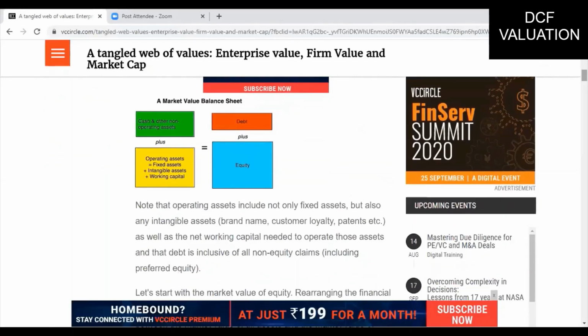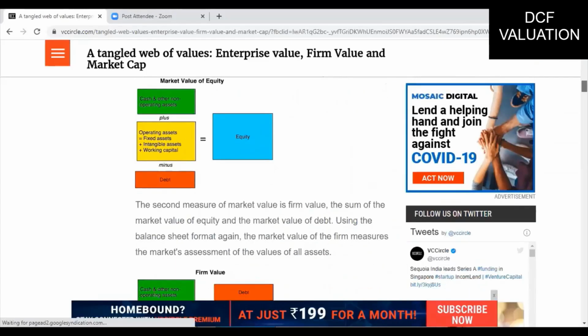One, we have here an illustration of the market value of the balance sheet. A market value balance sheet is represented by the market value of its assets divided into 2, cash and other non-operating assets plus the operating assets, which includes fixed assets plus intangibles plus working capital. On the right-hand side, we have the market value of debt and equity. Now, what is the market value of equity? To get the market value of equity, we deduct from the market value of assets the market value of debt.